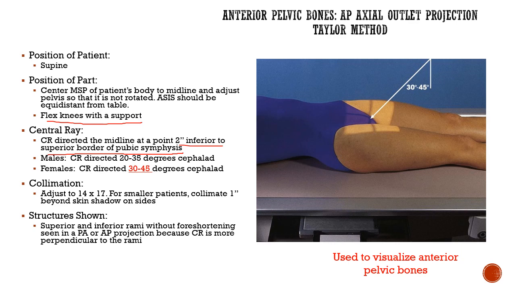We're going to adjust the collimation to 14 by 17. We're going to collimate 1 inch beyond the skin shadow on the sides for smaller patients. And we're going to see the superior and inferior rami without the foreshortening that you would normally see with an AP or PA projection. And so the purpose is to see the anterior pelvic bones.